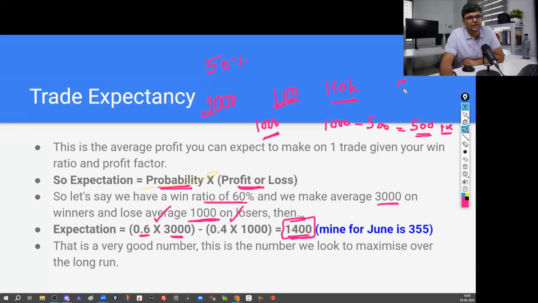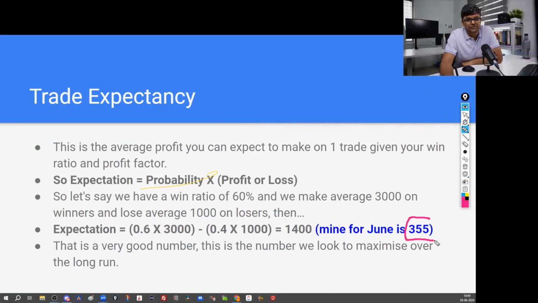If you take 100 trades, you will make 50 with these numbers. What is my profit factor? 355. I took 15 trades. Let's say over the next 6 months, I take 100 trades. I will be making 35,500 rupees. Consider the fact that I am currently keeping 2 lakhs in my real demo account, so to speak.